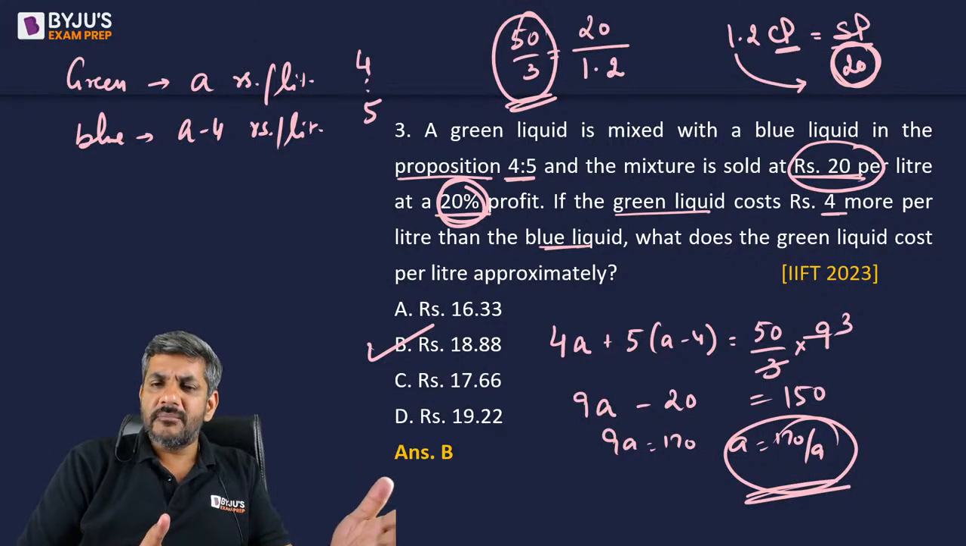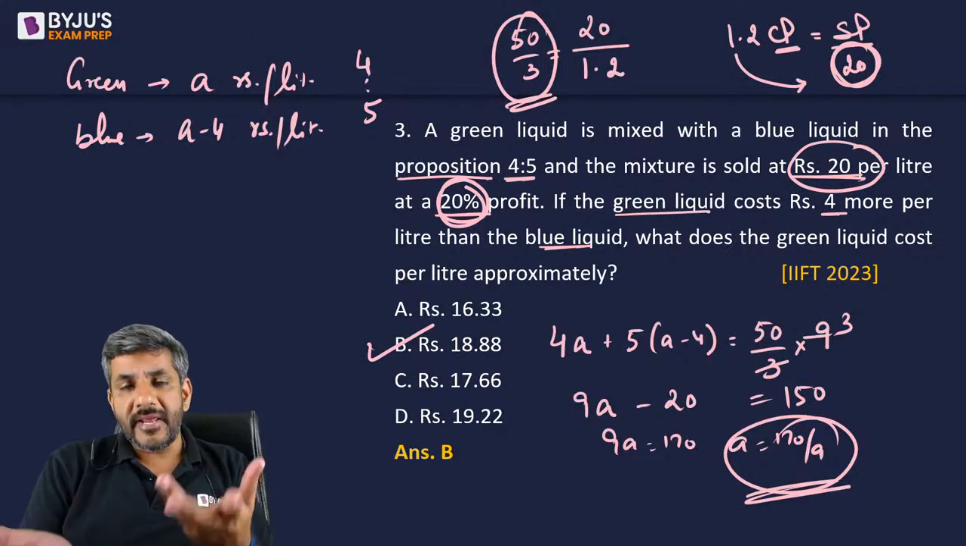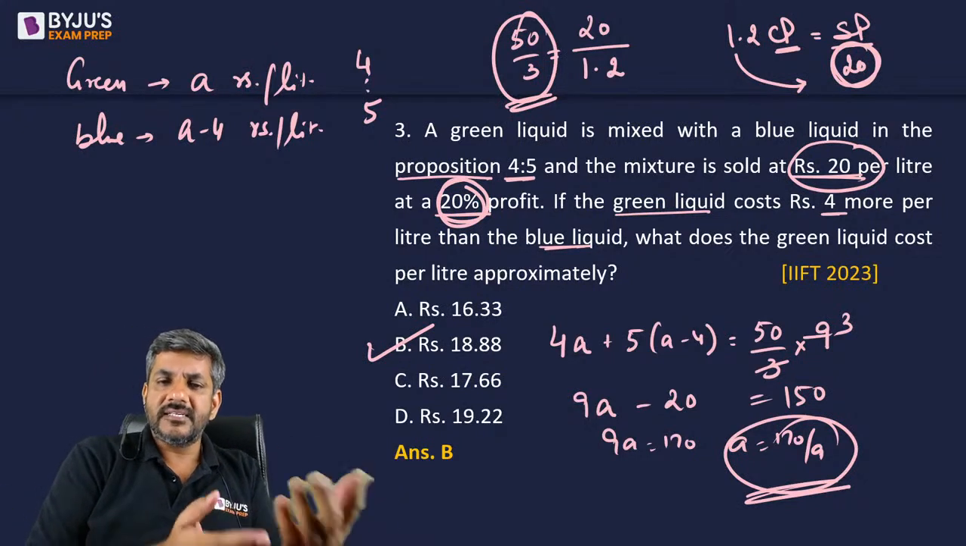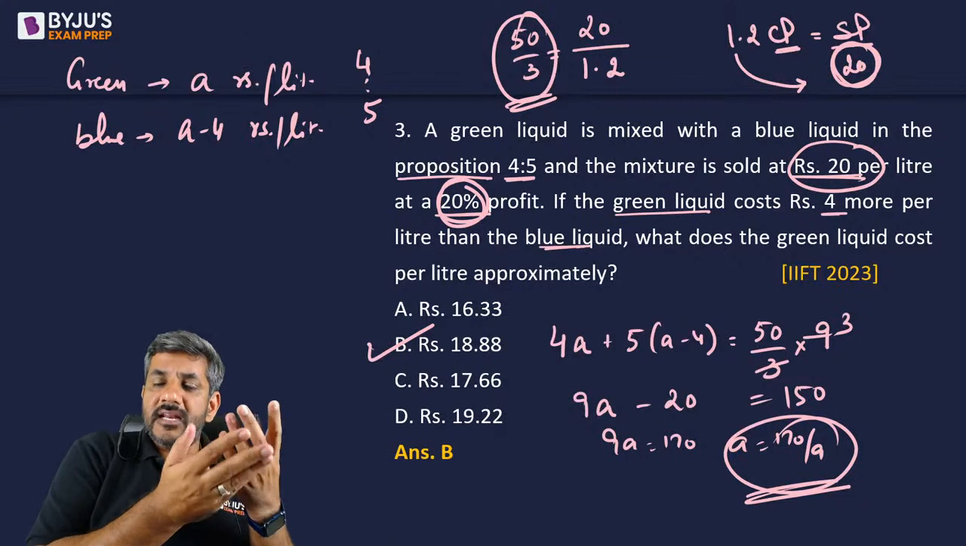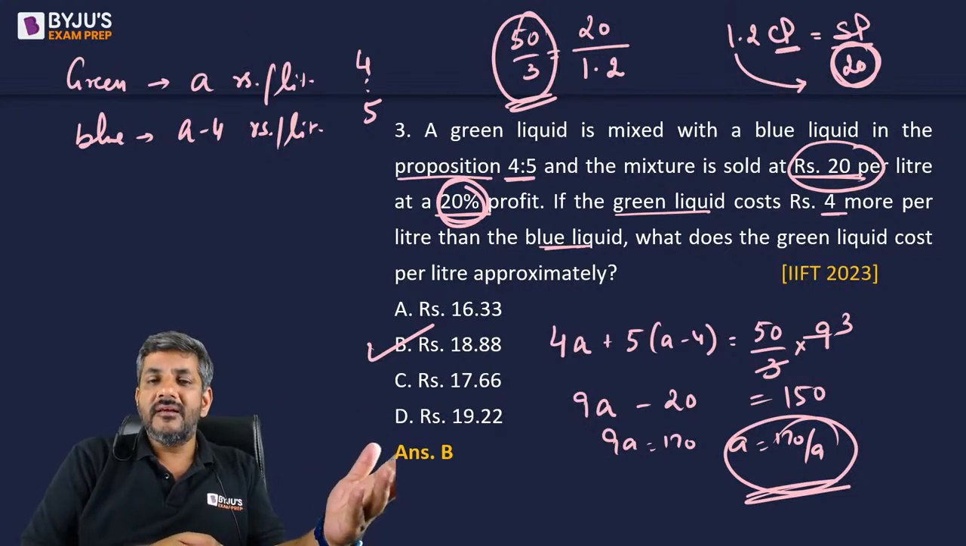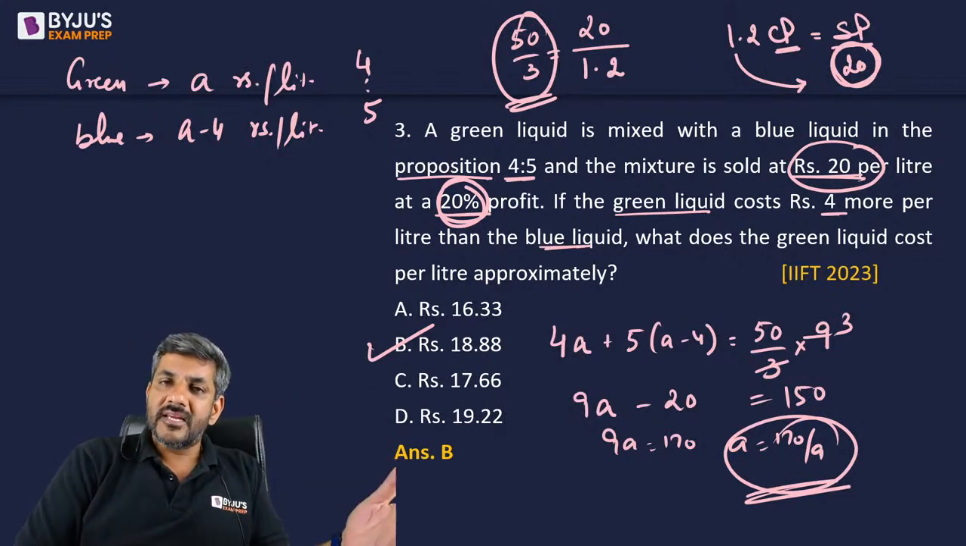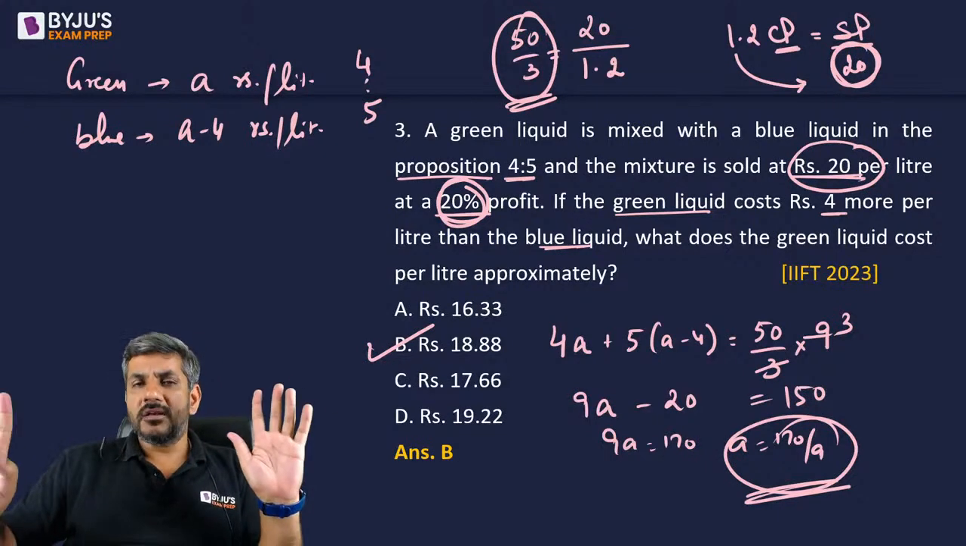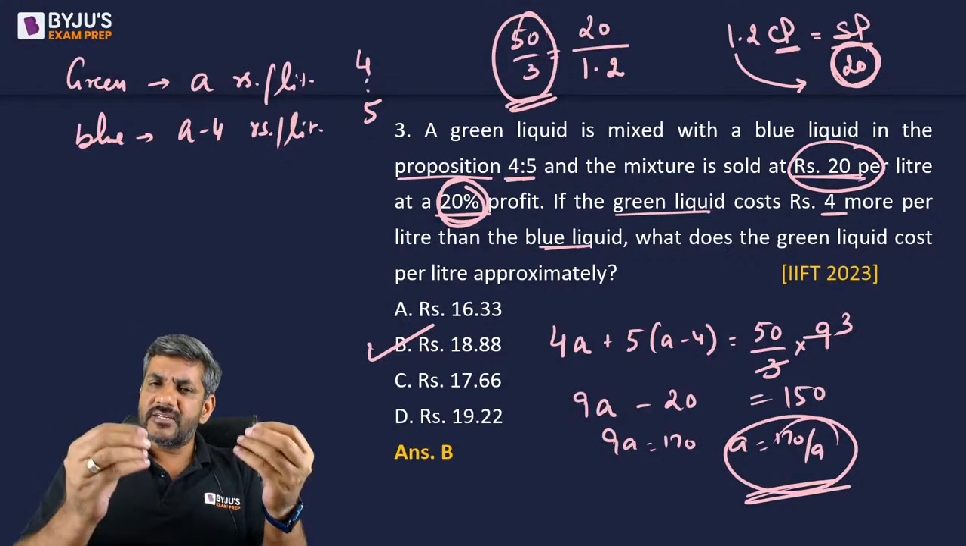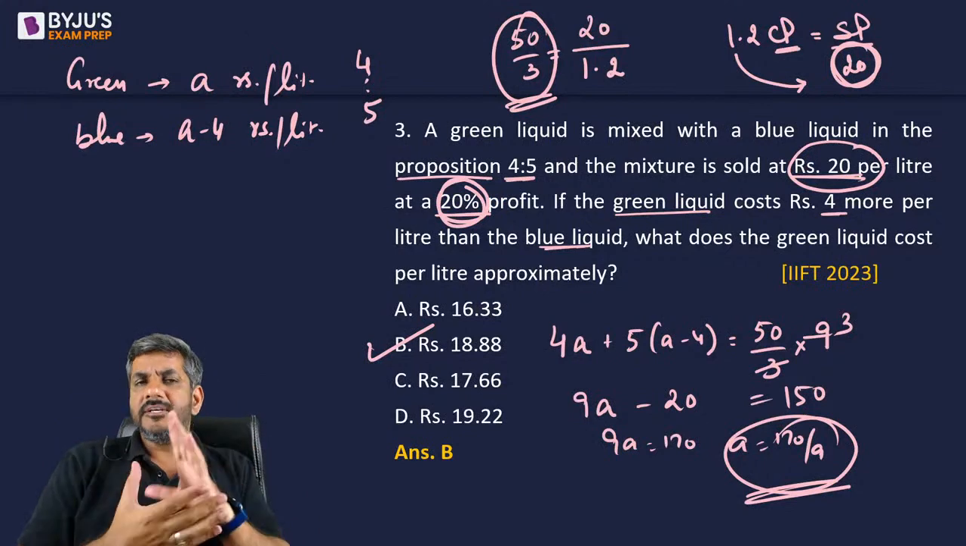They could have given a number such that ultimately I could have got 180 by 9 or something like that, such that my answer could have been straight away exact 20 or 18 or 17. Why write approximately and then give answers like 18.88? A common feature of IFT. They always try to make it calculation intensive, always keep this in mind.